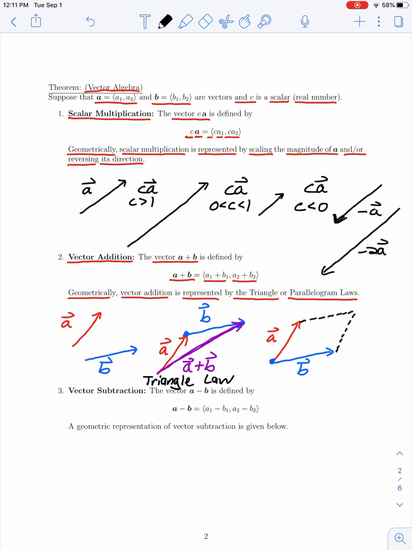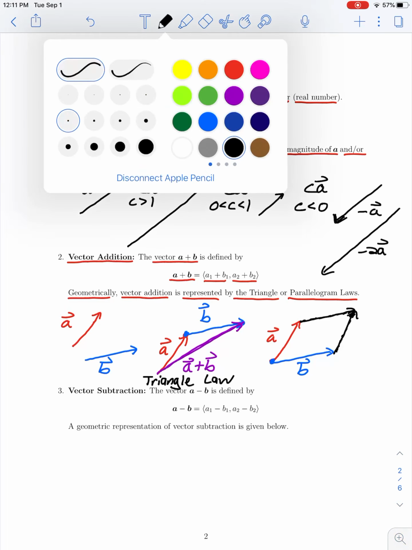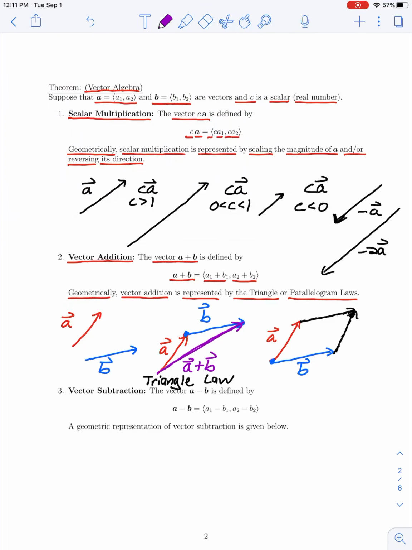So if I think about copying B as a representation up here and copying A as a representation across the vector B, then I have this parallelogram, and the sum A plus B has the same initial point as A and B, and it is the vector which moves from that initial point across the diagonal of that parallelogram.